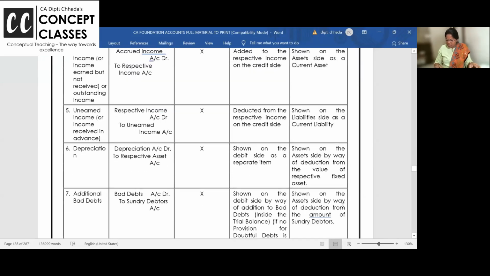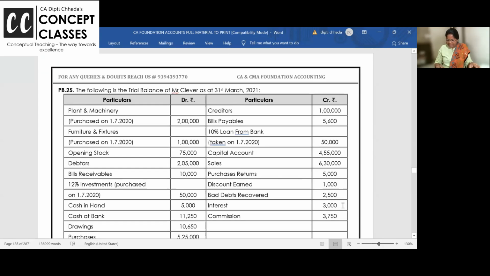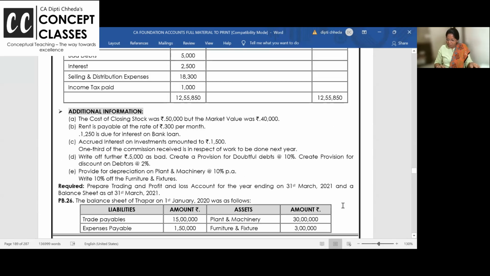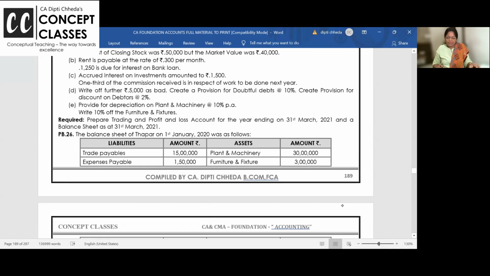So now we know trading account, we know P&L, we know all the adjustments. Can we take full-fledged combined problems of the entire final accounts with all the adjustments? Provisions and reserves are some concepts. This is all for your revision. These tables are added for you to revise. The 25th problem we'll do later. Now we will do the 26th problem.